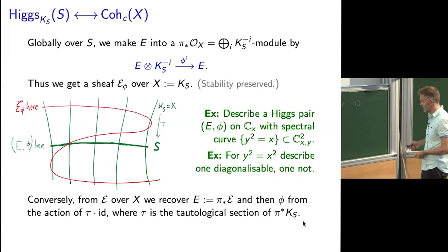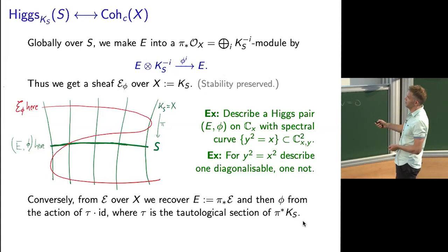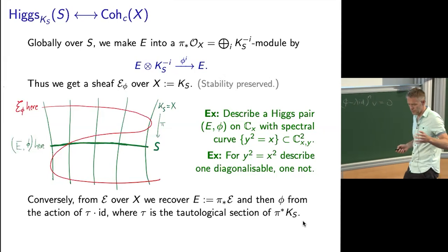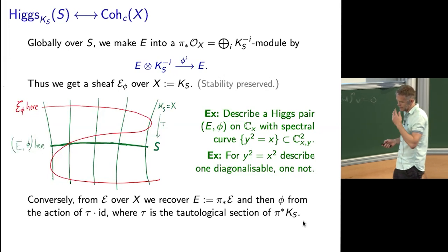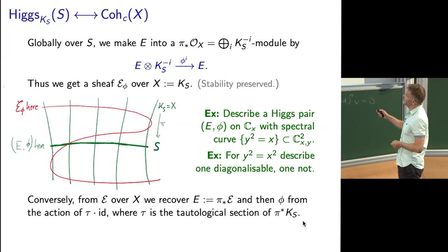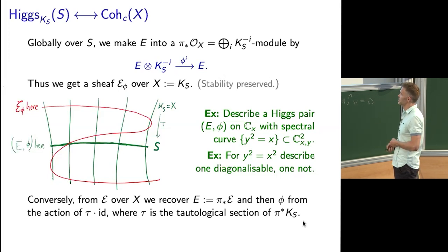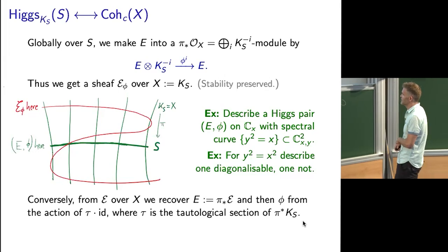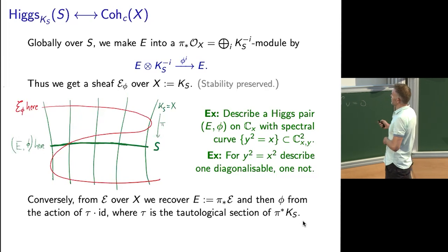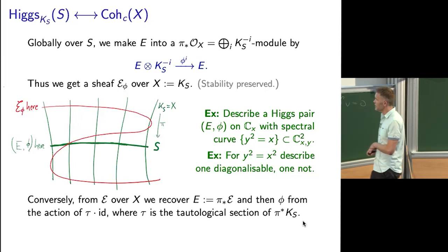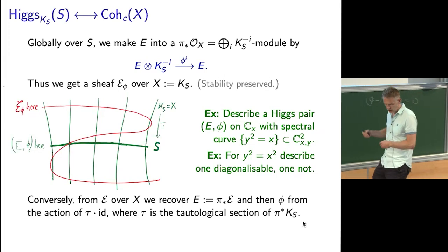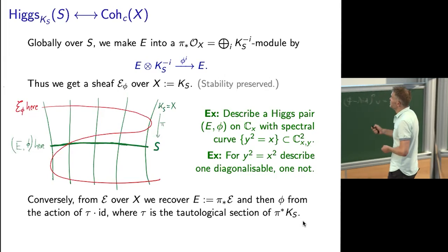Okay, conversely, if I have one of these torsion sheaves supported over a surface, it'll be compactly supported, so that's relevant to the question online. This is an equivalence to compactly supported sheaves on X. So if you have a compactly supported sheaf on X, then you recover a sheaf on S by pushing down, by taking sections, and then you can recover the Higgs field by the action of the tautological endomorphism which you have on X.